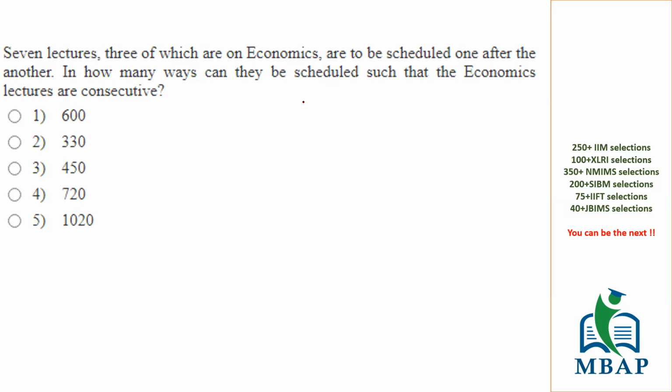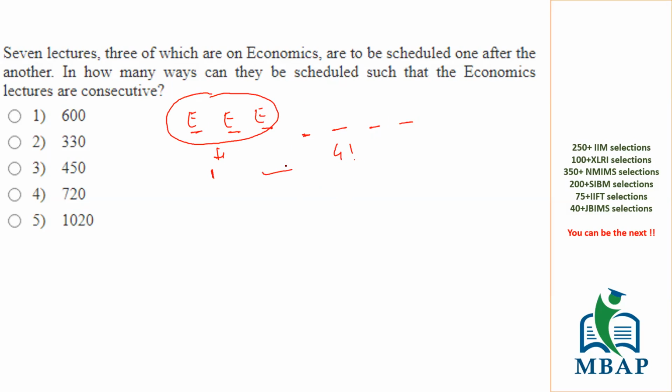Okay. So Bhushan has got 720 as the answer. So you have seven different lectures. So 7 different slots you can say 1, 2, 3, 4, 5, 6, 7, out of which three are of economics. And in how many ways can they be scheduled such that the economics lectures are consecutive? Consecutive means they have to be together. Cool. So what we'll do, we'll consider this as one unit, and we'll have four other different units.